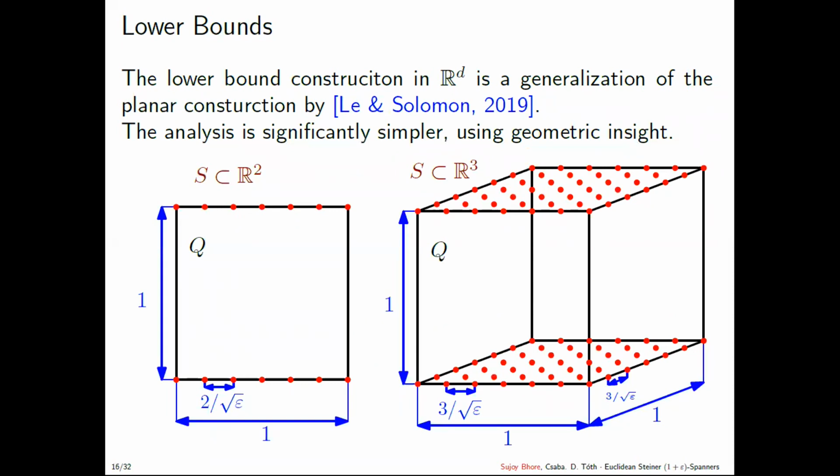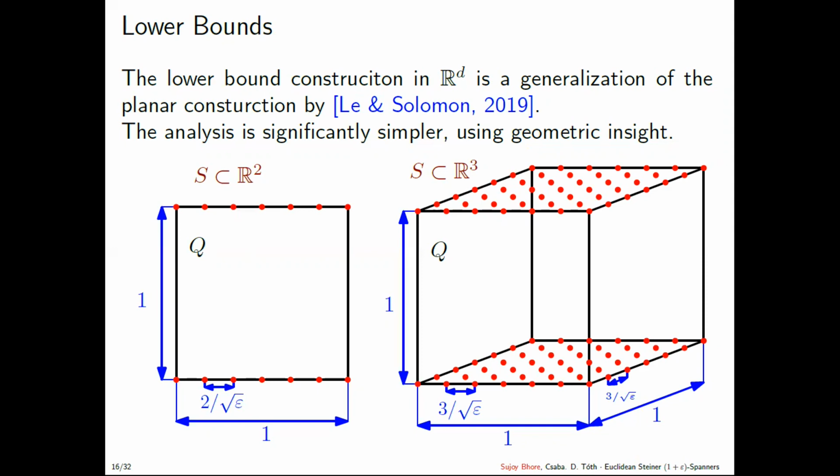So now I reach the lower bound construction, and we prove the following lower bound on the lightness and the sparsity of Euclidean Steiner spanners in R^d. Our lower bound construction in R^d is a generalization of the planar construction that Lee and Solomon had. However, our analysis is significantly simpler and we use new geometric insight. Just to give a hint of this construction, one can see the construction in 2 dimensions, and that is basically generalized to d dimensions. The point set will consist of 2 square grids on opposite faces with d by square root epsilon spacing.